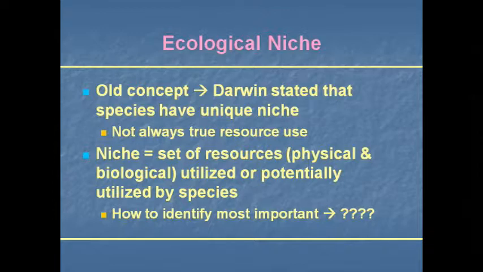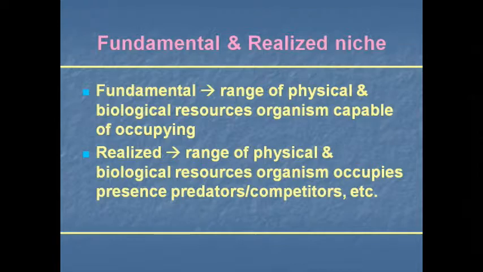by a species. There are two types of niches: the fundamental niche, which is the range of physical and biological resources an organism is capable of using, and the realized niche, which represents the range of resources that it actually utilizes in the natural environment. So this is in the presence of predators, competitors, etc.